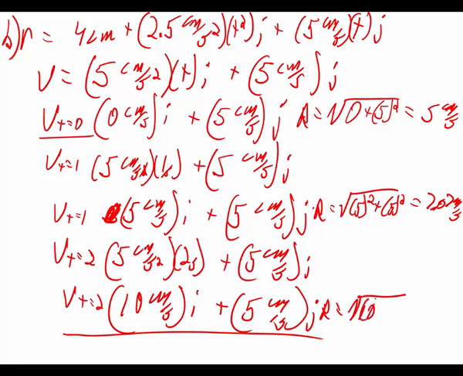We got 10 squared plus 5 squared. Let's say that's 100 plus 25, that's 125. Square root of 125 is what, 11.2? Yeah, 11.18. I rounded. Okay, my bad, I misread it. All right, now the direction.